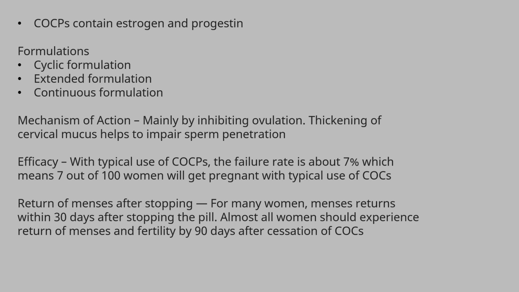In terms of mechanism of action, this contraceptive works mainly by inhibiting ovulation. Then for efficacy, with typical use, combined oral contraceptive pills have a failure rate of about 7%. And what this means is that 7 out of 100 women will get pregnant with typical use of oral contraceptive pills. Then in terms of return of menses, after stopping the combined oral contraceptive pills, most women usually would commence their menses within 30 to 90 days.